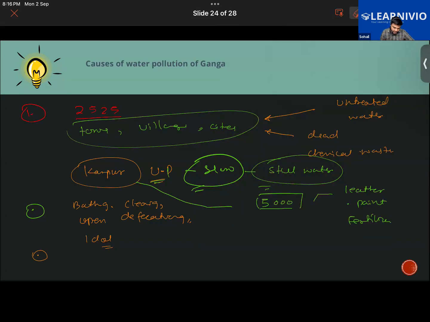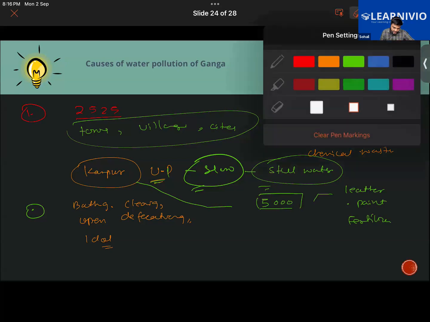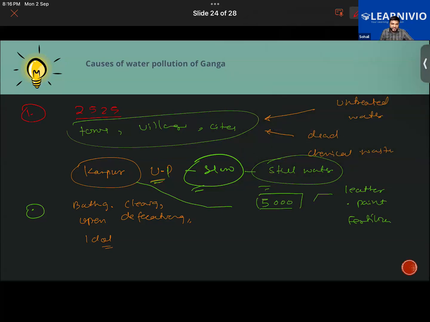And in the year 1985, the Ganga Action Plan was initiated by the government of India. In order to prevent the Ganga from getting polluted, the government of India initiated a plan called the Ganga Action Plan. When was it initiated? It was initiated in the year 1985.